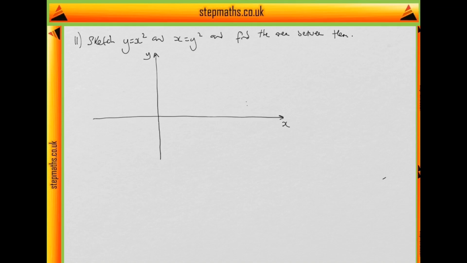It's just a U shape, a parabola. So we'll start by sketching that. So that just comes out like this, and it's symmetric about the y-axis. It touches the y-axis at x equals 0.